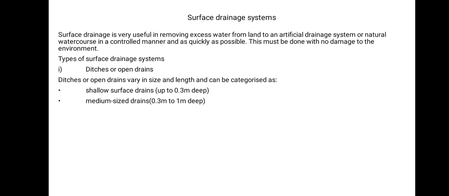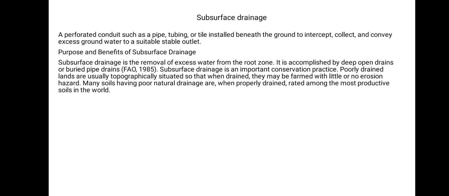Up to 0.3 it is shallow, 0.3 to 1 meter depth it is called a medium sized drainage system. In the surface drainage system, mostly canals act as drainage too. In some cases drainages are separately provided to drain the water. Then subsurface drainage is a preferred conduit such as pipe, tubing or tile installed beneath the ground to intercept, collect and convey the excess groundwater to a suitable stable outlet.